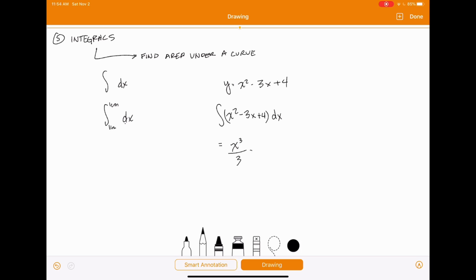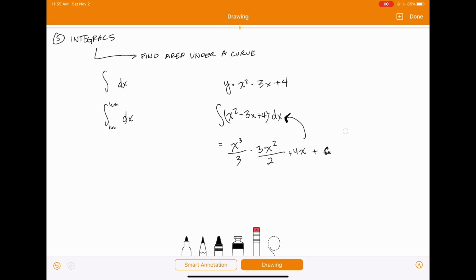Again, constants will stay the same, so we'll have 3x, increase that power by 1, divide by that number, plus 4x increased by the power of 1, so we'll just have 4x out there on the end. Now, because it's indefinite, we're going to have some constant on the end, so plus c. Always remember that, because if we were to take the derivative of this, we should end up with that. There is going to be some constant on the end that just goes to 0 when you take the derivative.